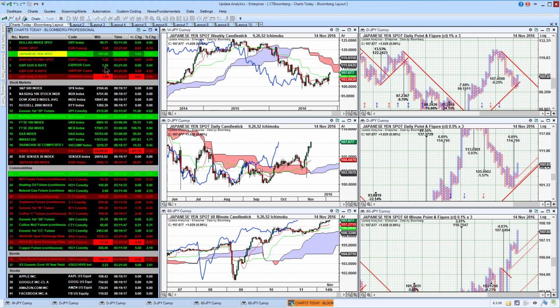Just a last look at the Japanese yen. We're seeing the dollar strength there is showing through as well. 107, that's quite high. That's the highest it's been really for several months. So dollar strength is really the measure.